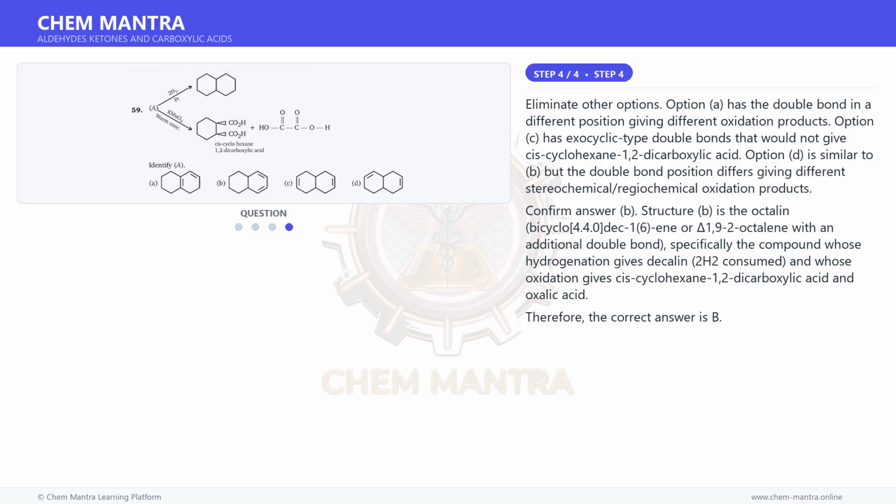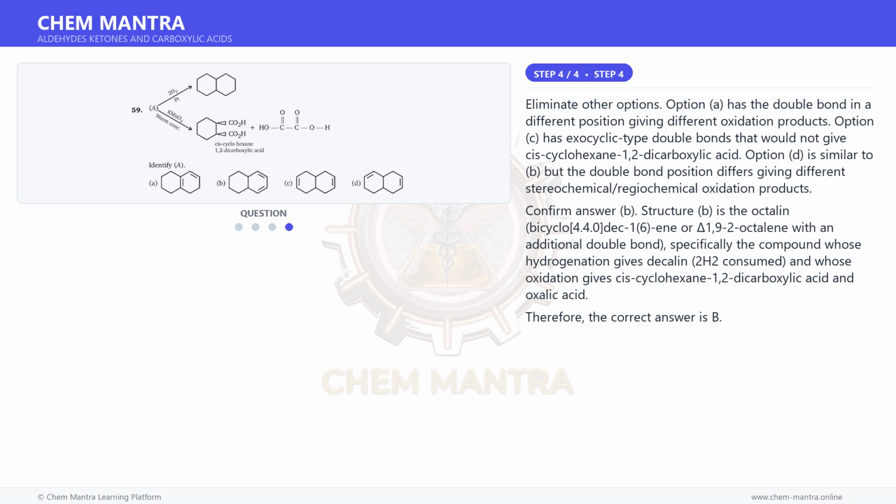And for the final step, eliminate other options. Option A has the double bond in a different position giving different oxidation products. Option C has exocyclic type double bonds that would not give cis-cyclohexane-1,2-dicarboxylic acid. Option D is similar to B, but the double bond position differs, giving different stereochemical and regiochemical oxidation products.